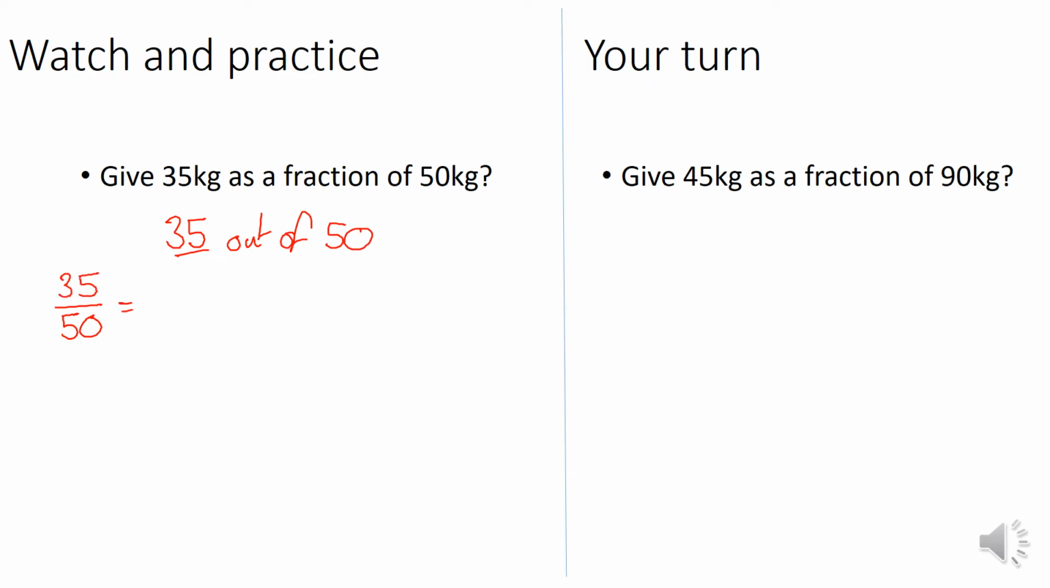So now, this is correct, but it can be simplified. So what can divide 35 and divide 50? 5. So 35 divided by 5 gives us 7, and 50 divided by 5 gives us 10. So 7/10 is our answer. So 35 is 7/10 of 50.